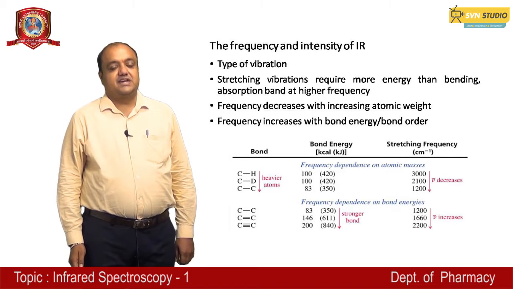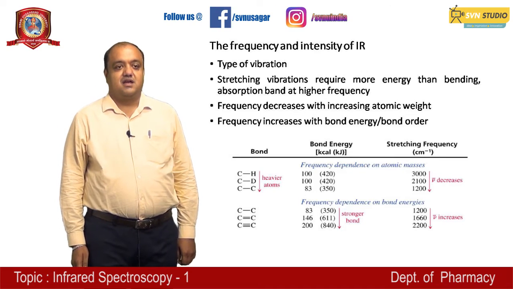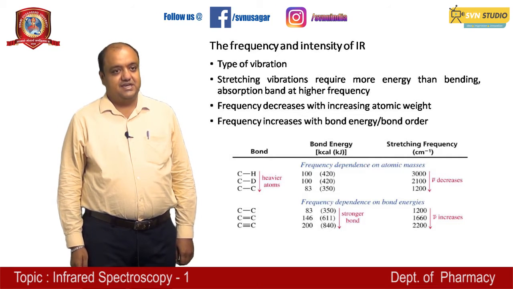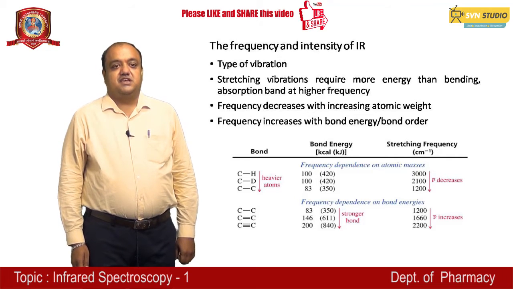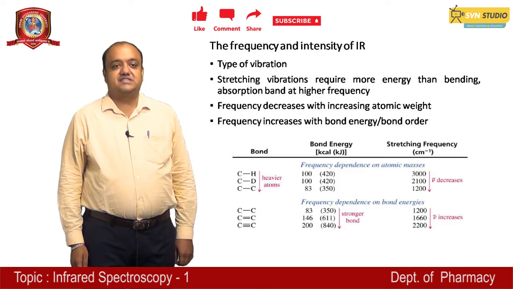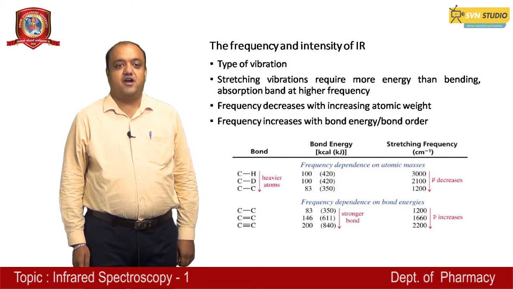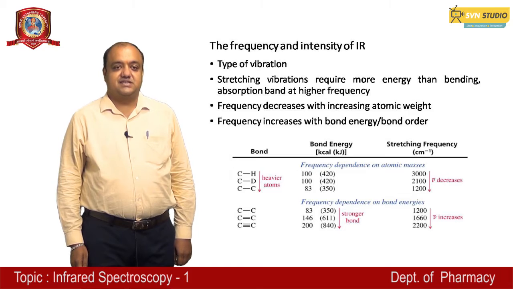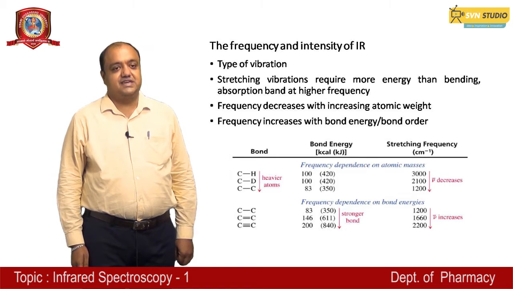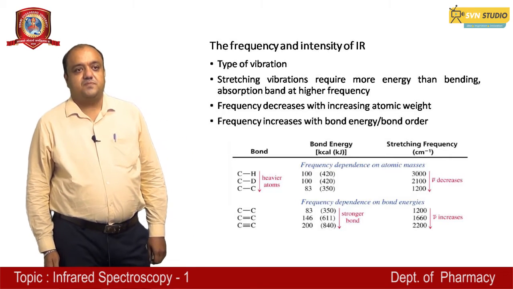Frequency increases with bond energy and bond order, like C single bond C, C double bond C and C triple bond C. The stronger the bond, the higher the frequency: C single bond C requires 1200 cm inverse, C double bond C requires 1660 cm inverse, and C triple bond C requires 2200 cm inverse.